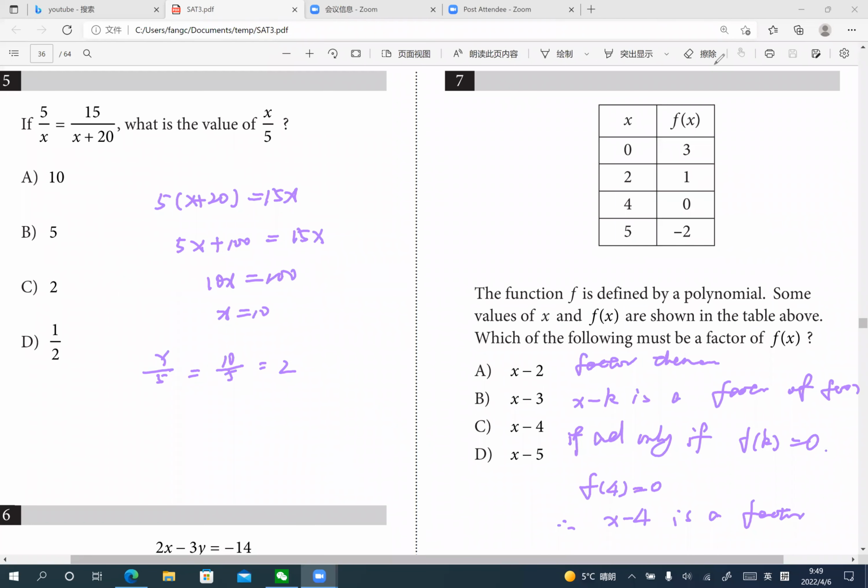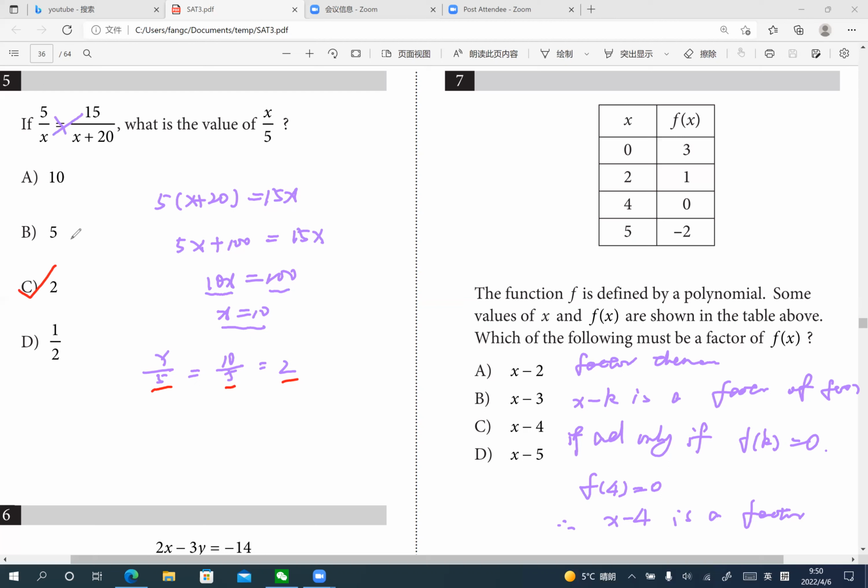Question 5, if 5 over x equals 15 over x plus 20, what is the value of x over 5? By using the cross product rule, we have 5 times x plus 20 equals 15x. So 5x plus 100 equals 15x, and 10x should be equal to 100. x equals 10. Therefore, the value of x over 5 should be equal to 10 over 5 equals 2. So for question 5, we should choose option C.